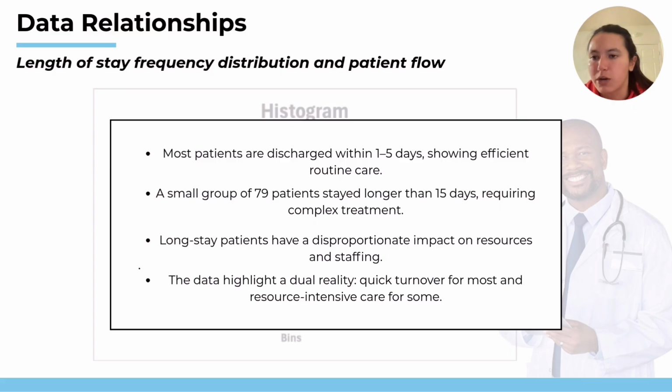However, the "more" category includes 79 patients staying over 15 days. These long-stay patients have a disproportionate impact on staffing, bed occupancy, and resource allocation. In conclusion, the data highlights a dual reality. There is, on one hand, a fast turnover for most patients, and on the other hand, resource-intensive, prolonged care for a small but significant subgroup.